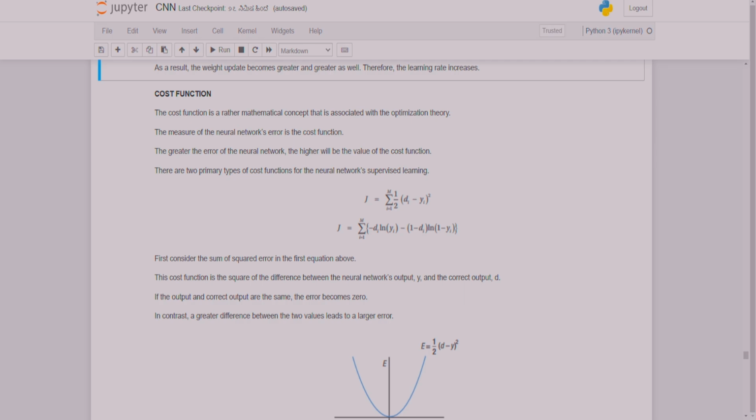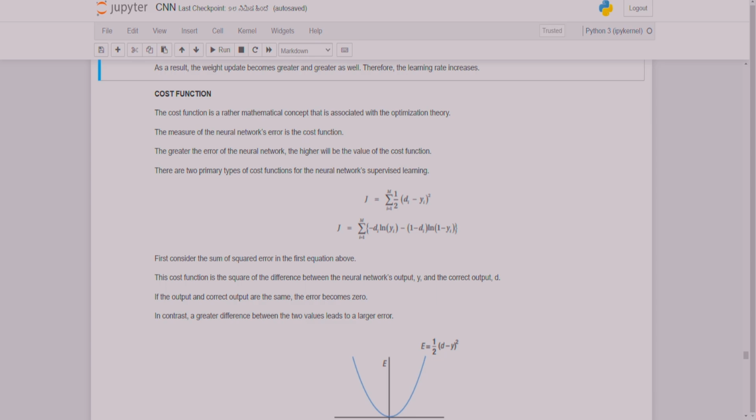So if you have a greater error, you need to learn more. So we need to have a higher cost for that. All right, so let's see, we have two functions. We will give the name for both of them, but the first function is the one which we had used in one of the previous courses.